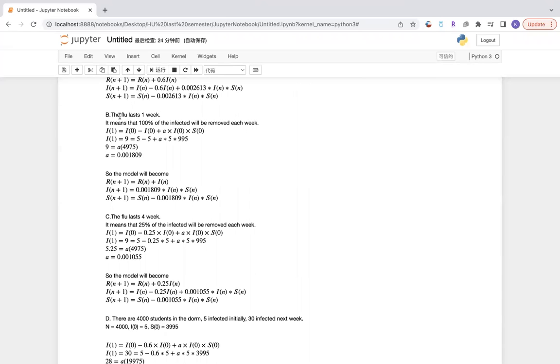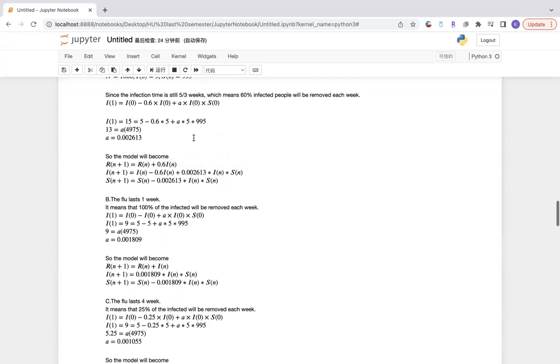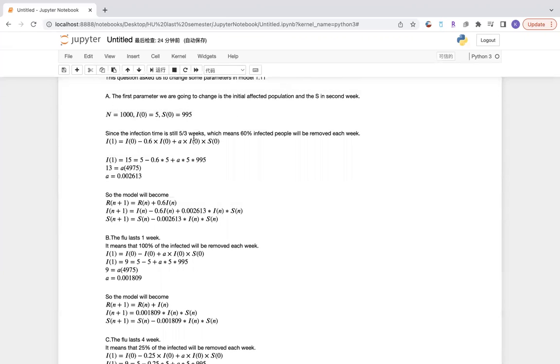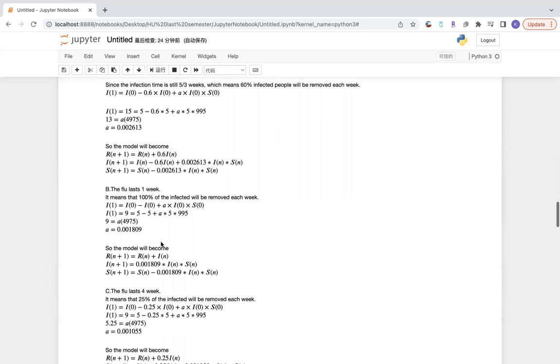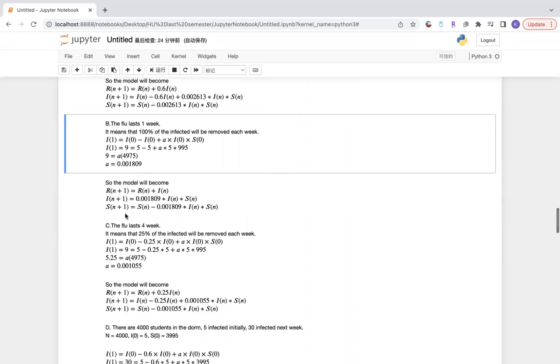The second part lasts for 1 week. So it means 100% of infected people will be removed each week. So the A here would be changed to 0.001809 based on the calculation here. And we can get our models here.